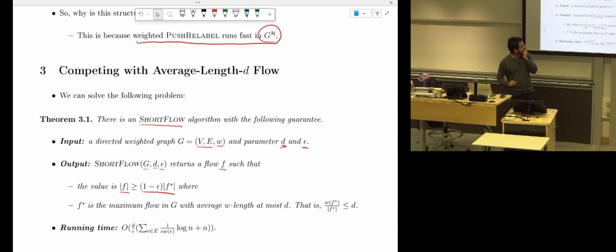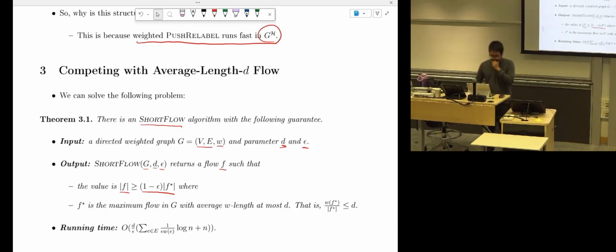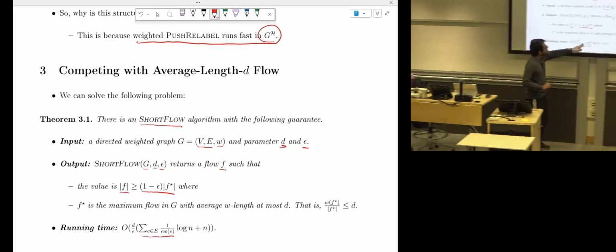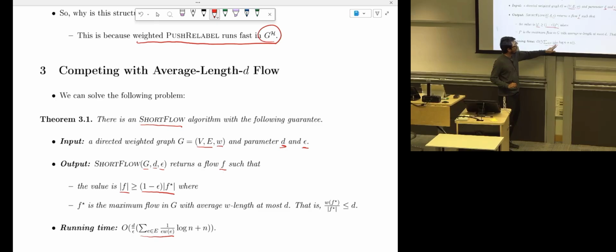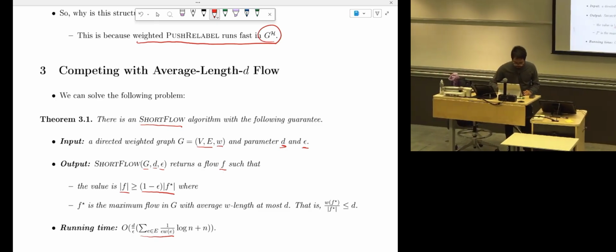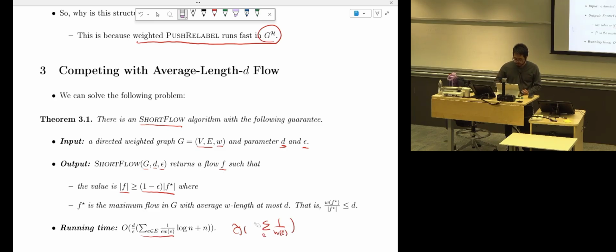So something like sum over this 1 over weight. And you can forget log n. So this is something like the sum over weights, basically. If you forget about epsilon and log n, that's basically kind of running time.